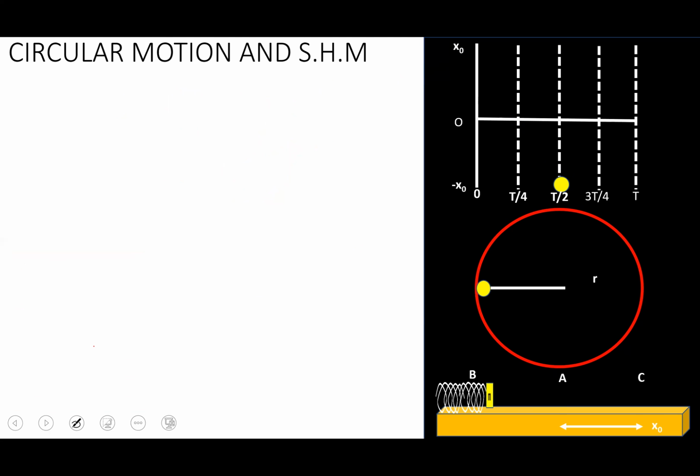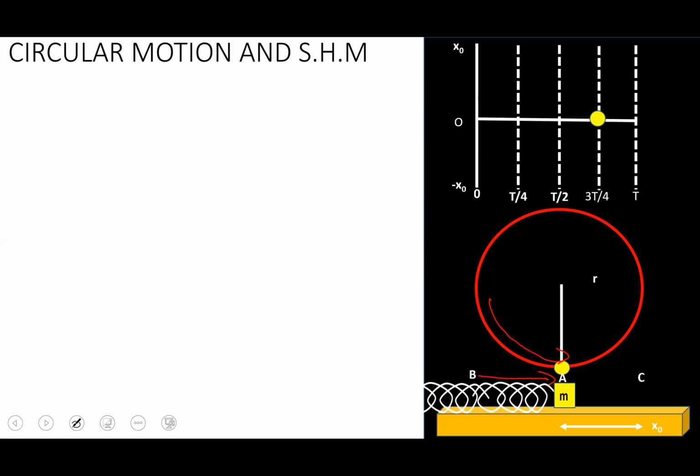In the same manner, when it moves from point B in a circular motion to point A, back in the same manner, you can see the body moves from point B to point A in the case of simple harmonic motion in a mass spring system as well.